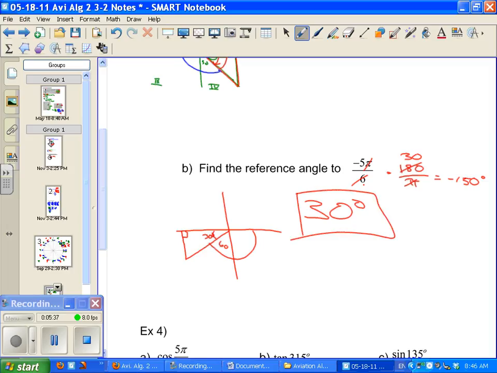Okay, but they don't want it in degrees. They want it in radians. Because I started in radians, I need to end in radians. So now I go back. 30 times pi over 180. So I'm going to get 30 pi over 180, which simplifies to pi over 6.